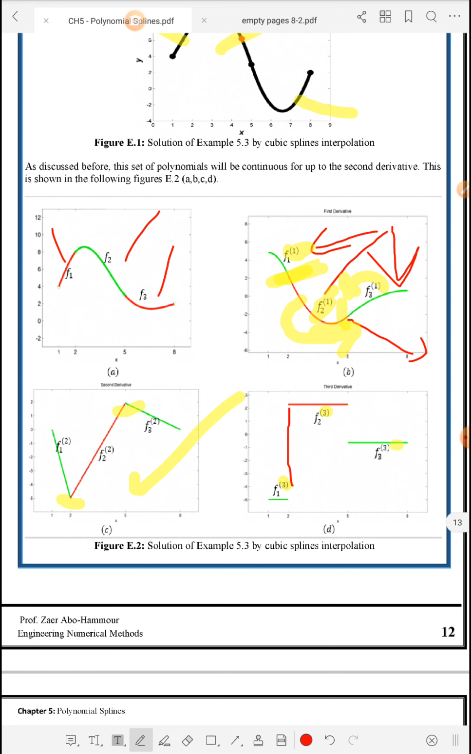Here it's not continuous. There is a jump here and there is a jump here. So the third derivative is not continuous, while the first and second derivative, as we mentioned in the solution process, are continuous.